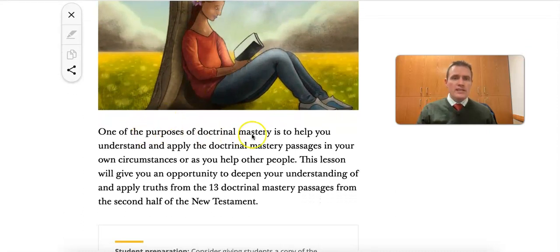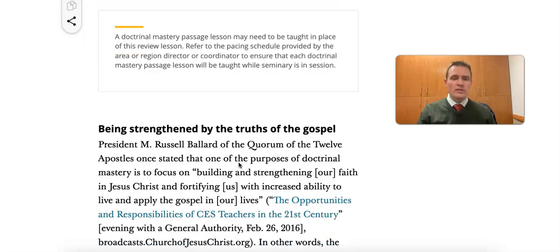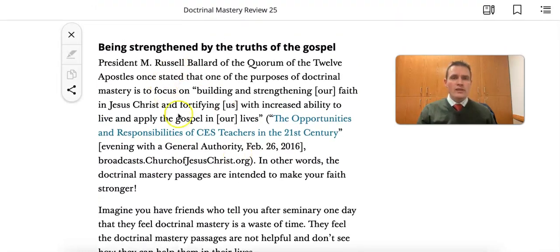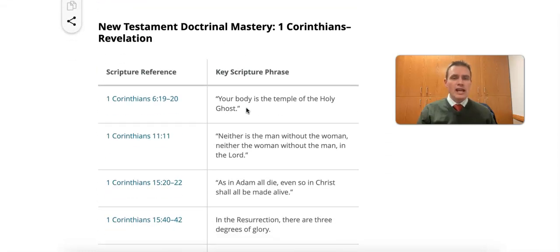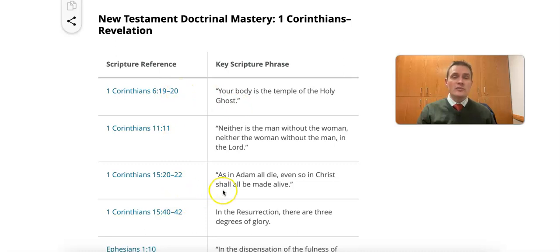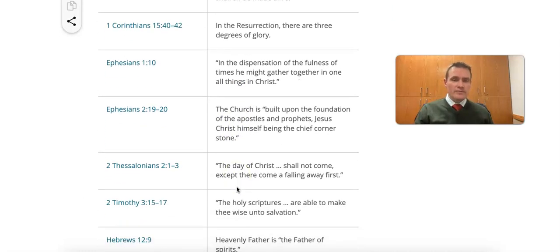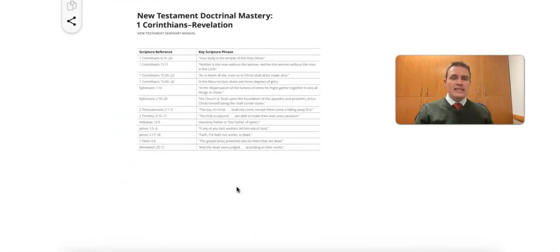So the purpose of this Doctrinal Mastery lesson is to help our students remember and apply the Doctrinal Mastery passages in their own life. And so as we scroll down, you'll see that we have a great quote here from M. Russell Ballard about applying gospel truths to our lives. We have a list of all the Doctrinal Mastery references and key phrases, which will be useful in our memorizing activity a little bit later. And then a couple of lesson ideas here.